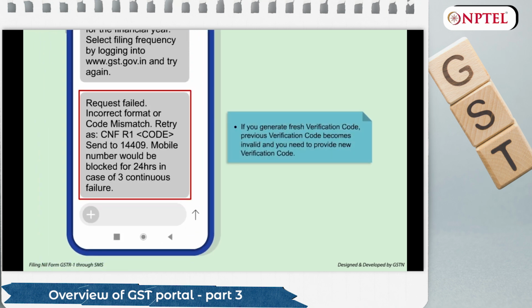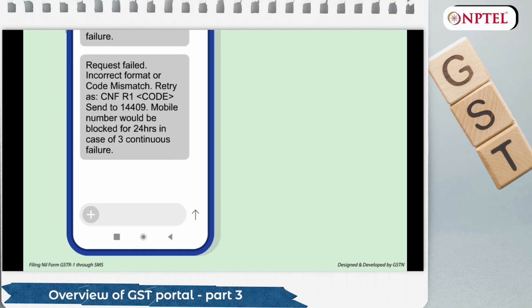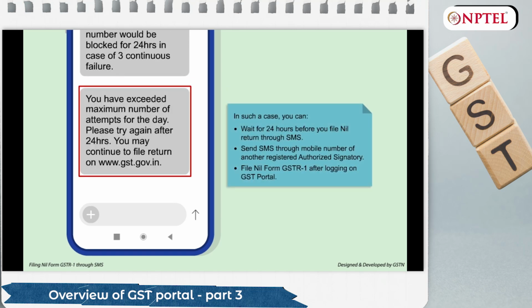In case your code is incorrect or expired, then you will receive an error message. Be careful. If you end up sending an invalid code more than thrice, your mobile number will be blocked from filing NIL Form GSTR-1 for this particular GSTIN for the next 24 hours.